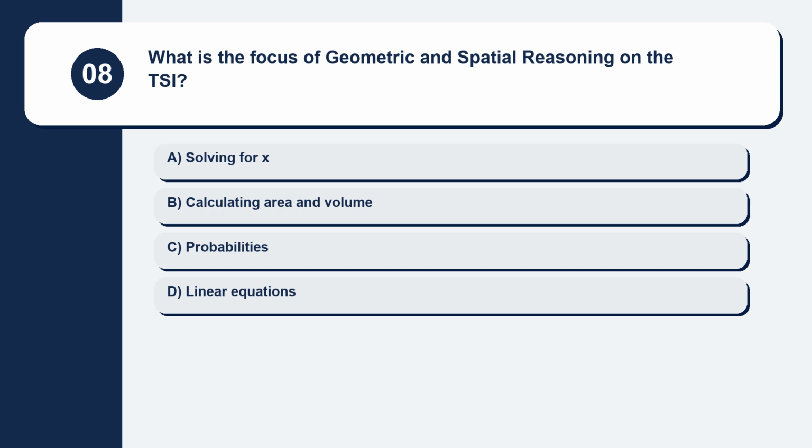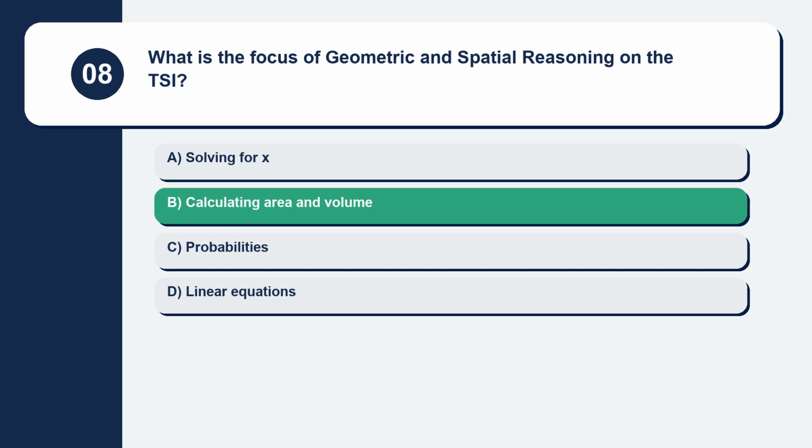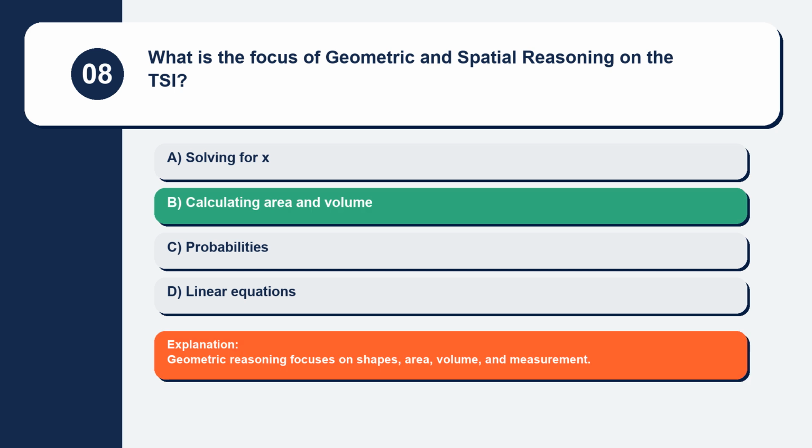Question 8. What is the focus of geometric and spatial reasoning on the TSI? Solving for x, calculating area and volume. Probabilities. Linear equations. Geometric reasoning focuses on shapes, area, volume, and measurement.